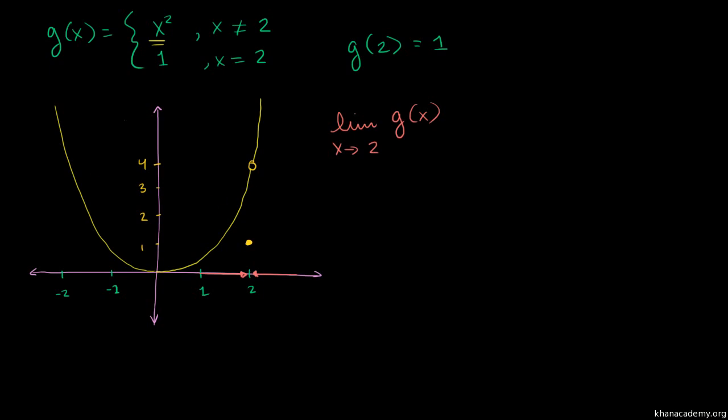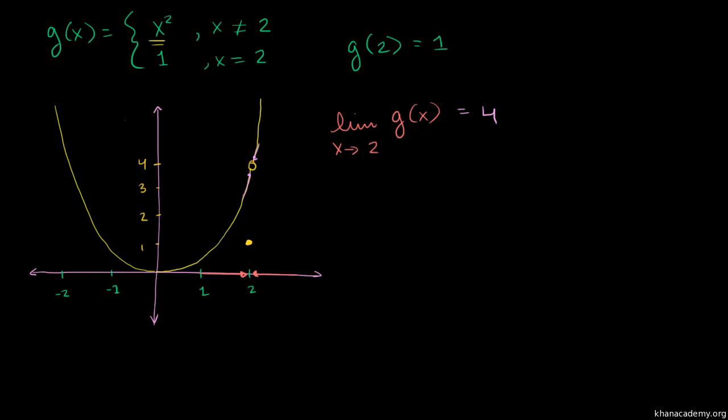And you can see it visually just by drawing the graph. As x gets closer and closer to 2, and if we were to follow it along the graph, we see that we are approaching 4. Even though that's not where the function is, the function drops down to 1, the limit of g of x as x approaches 2 is equal to 4. And you can even do this numerically using a calculator. And let me do that, because I think that will be interesting.